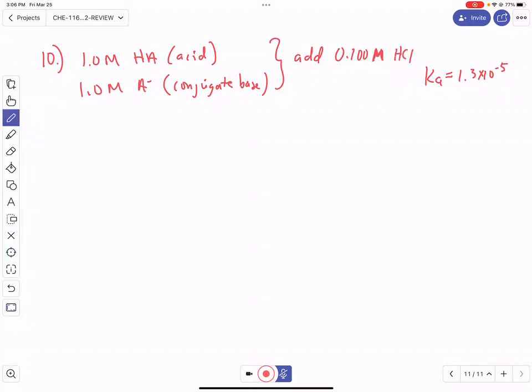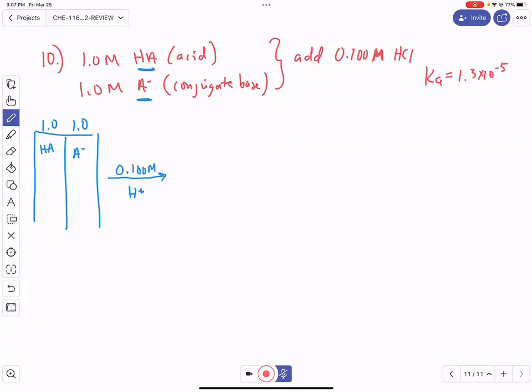So a lot of students are getting hung up on the name, and what is this, and what is this, and what does the sodium do. So I've just been writing them as HA, that's my weak acid, A minus is the conjugate base, because literally we don't need to get hung up on the name in the buffer. We just need to think about what the concentrations are and what's reacting with what. So there's my 1 molar HA, A minus. To that, I add my 0.1 molar HCl, which is a strong acid.